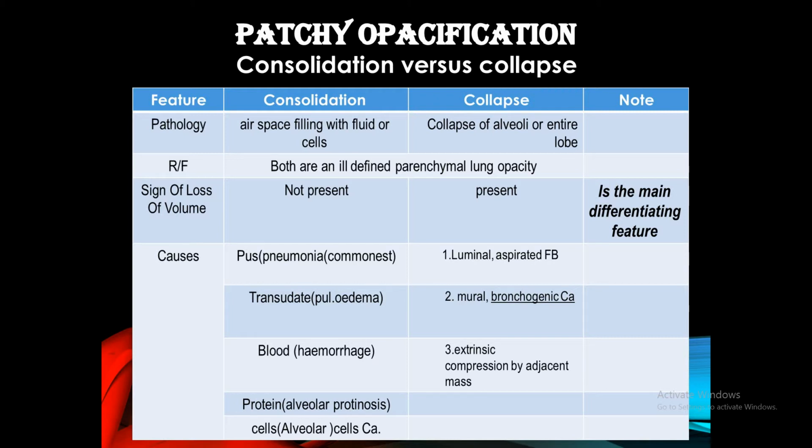Since the bronchus is a tubular structure, فالobstruction ممكن يكون من داخل اللومن مثل aspirated foreign body، أو من الwall of the lumen مثل bronchogenic carcinoma، أو من outside the wall and compressing the wall like a mass or lymph node.